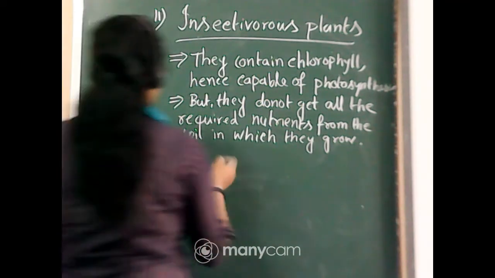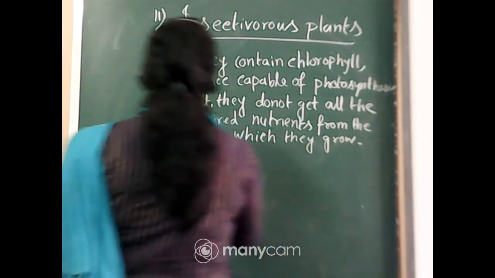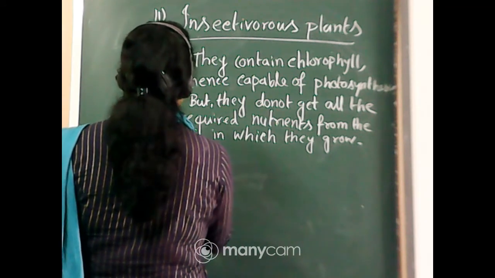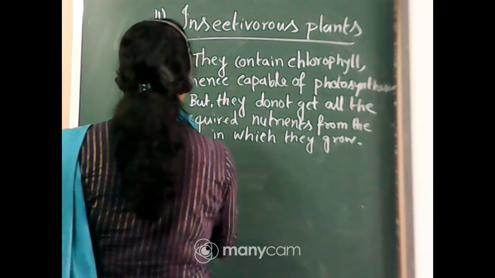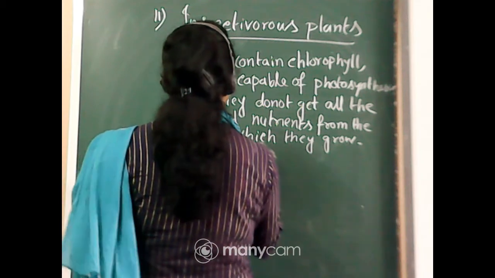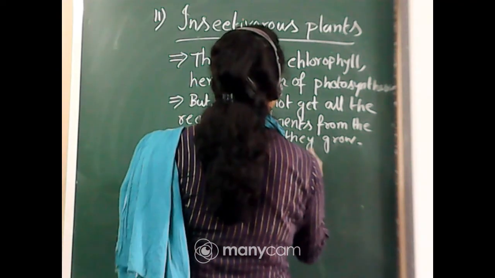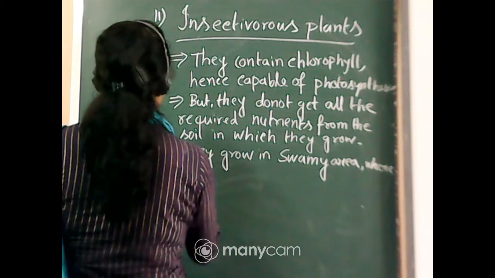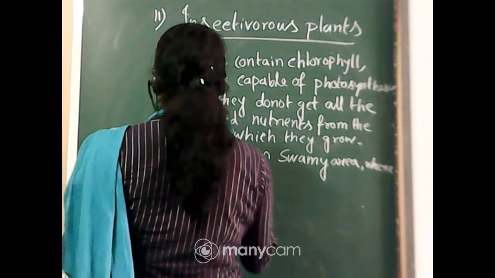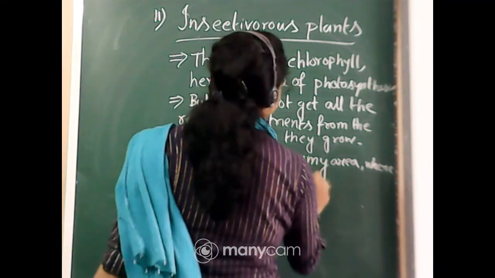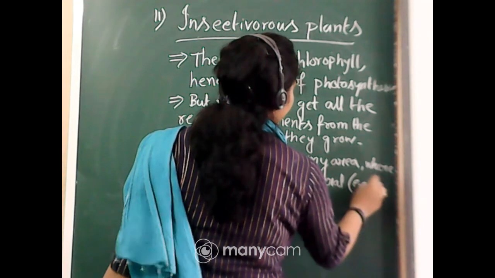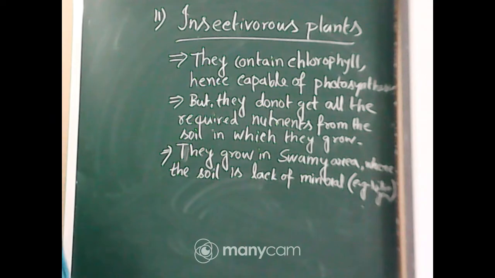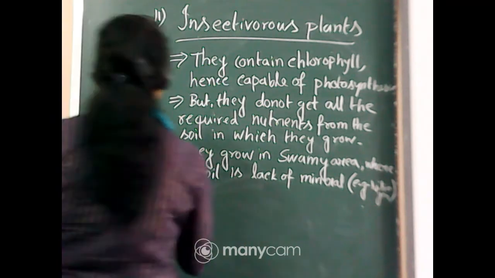Isn't it? So mainly there is a need of nitrogen. Or you can write, they grow in swampy area where the soil is lack of mineral, for example nitrogen. You can write this. This is very important.